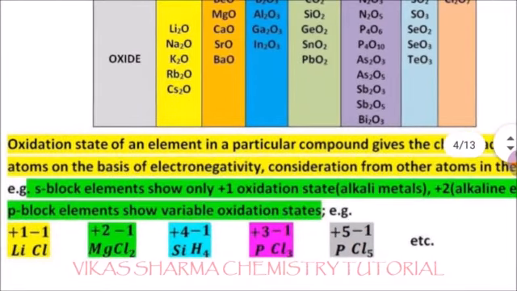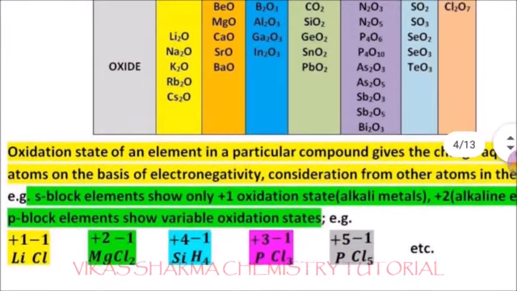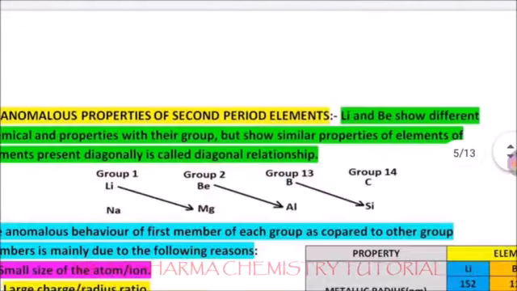So the oxidation state only shows the charge of an atom in a compound, and the more electronegative atom shows the negative oxidation state and the less electronegative atom shows the positive oxidation state.